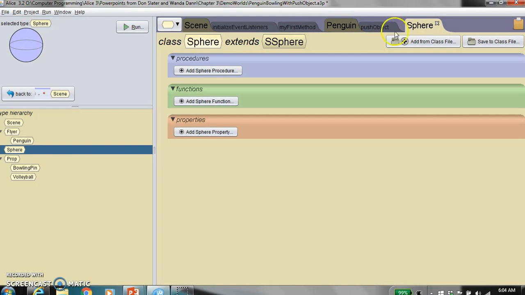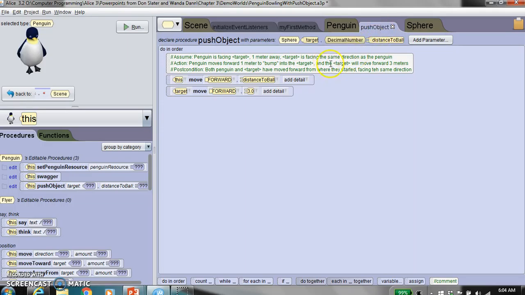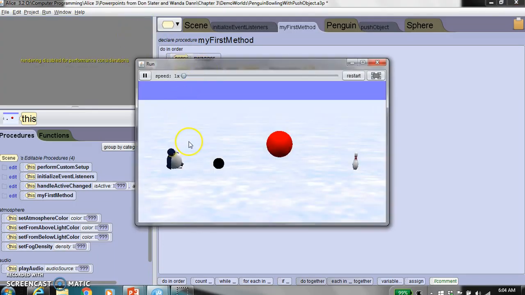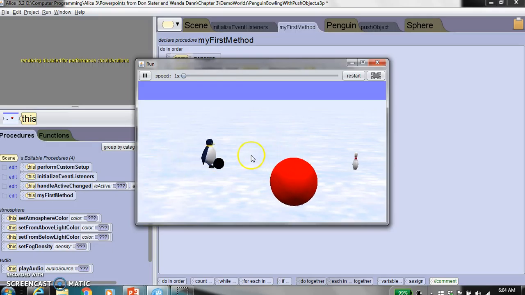Okay, so when I go back to push object, just to point out, my options for target are sphere. Now back here I have some different possibilities. All right, in retrospect I wish I'd called it something besides sphere. So let's say instead of bowling ball I do the red thing right here, and if I run, the penguin is going to go forward, and now it's going to go... So that makes no sense because I had the penguin go forward 0.75 meters, but he wasn't facing the red ball. But what happened is the red ball ended up moving.